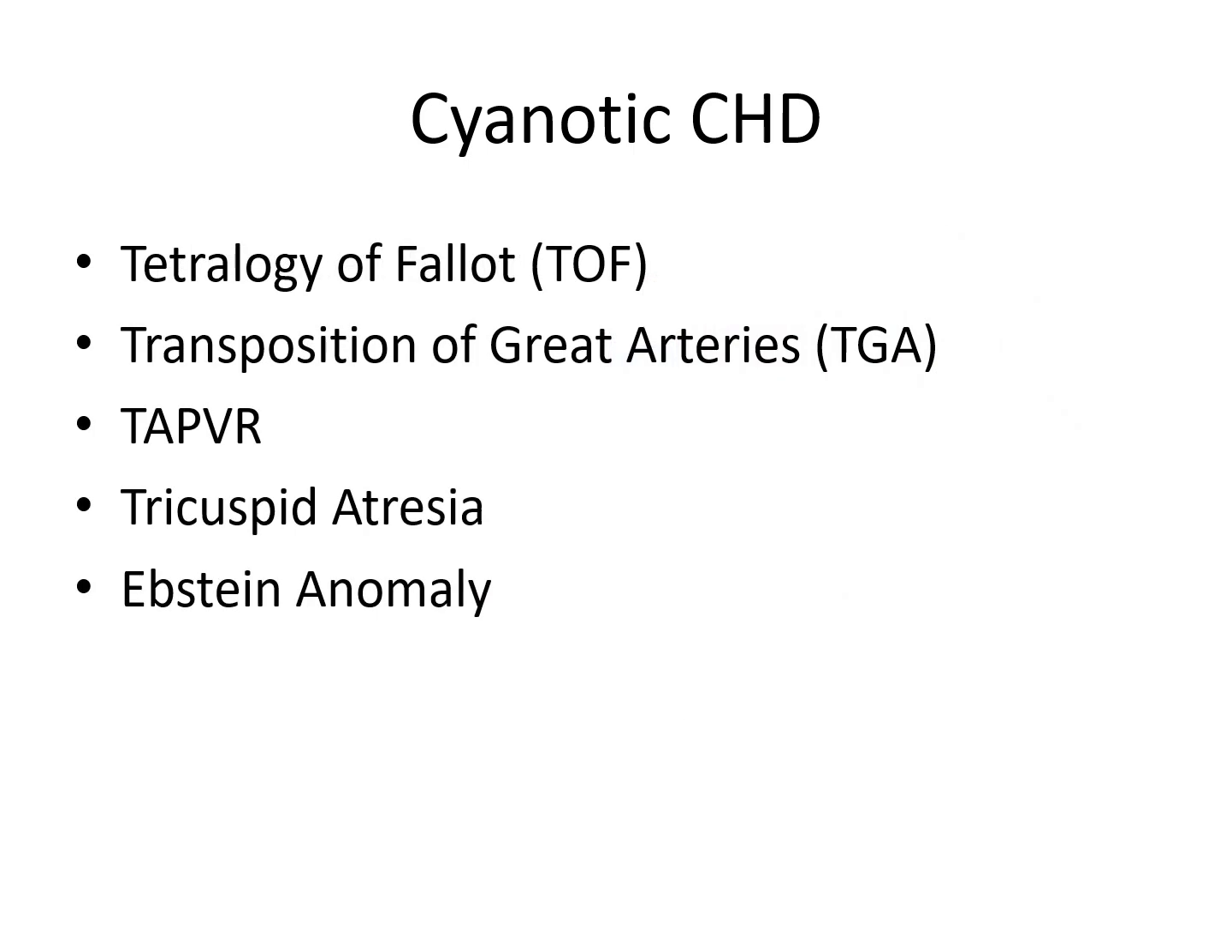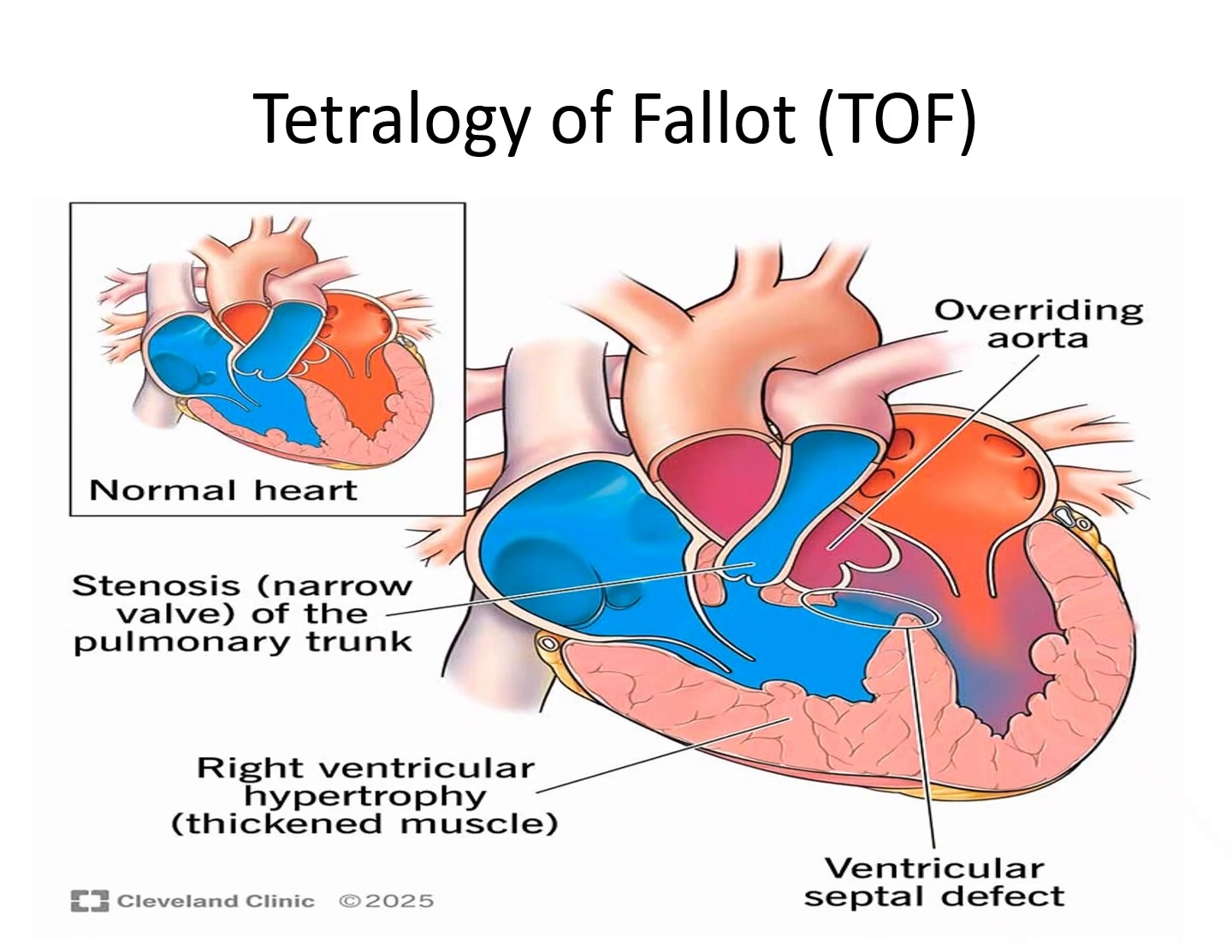Now some examples of cyanotic congenital heart diseases are tetralogy of Fallot, transposition of great arteries, total anomalous pulmonary venous return, tricuspid atresia, and Ebstein anomaly. Now let's know briefly about the tetralogy of Fallot. It is the most common type of cyanotic congenital heart disease.